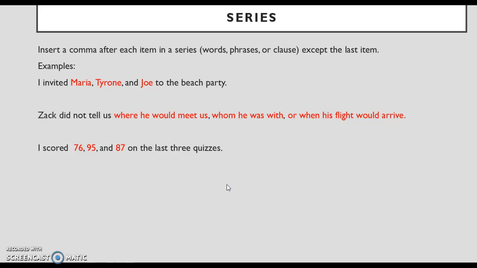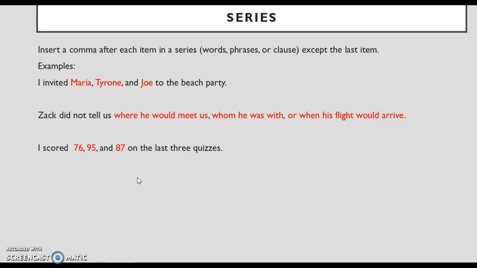Insert a comma after each item in a series. Could be words, phrases, or clauses, except in the last item. I invited Maria, Tyrone, and Joe to the beach party. You have a comma after Maria, Tyrone, but not Joe, because that's the last item.